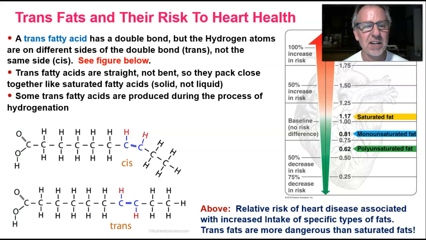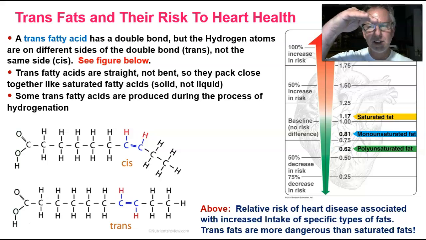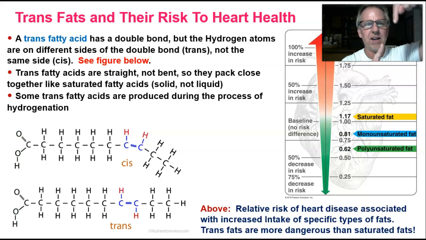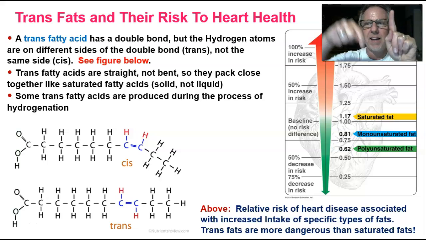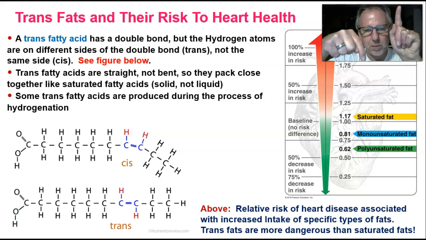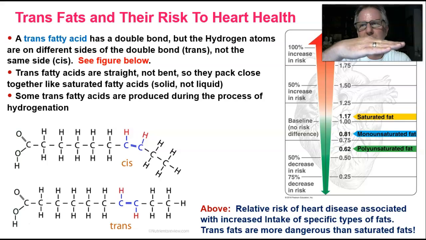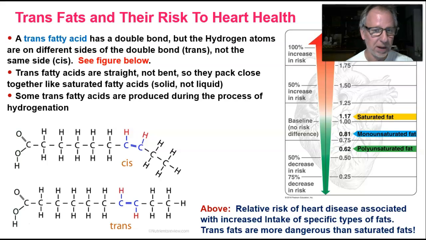In the process of hydrogenating oils, some of the fatty acids keep their double bond, but they become trans fatty acids. And what happens is one of the hydrogens moves to the other side of the fatty acid. And now one's pointing up and one's pointing down. Look at that on the bottom of the figure. And when that happens, the fatty acid becomes straight instead of kinked or bent. And then that makes it less healthy. That makes it act more like a saturated fat, which is bad for you.